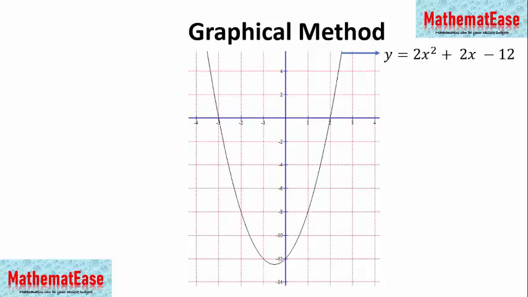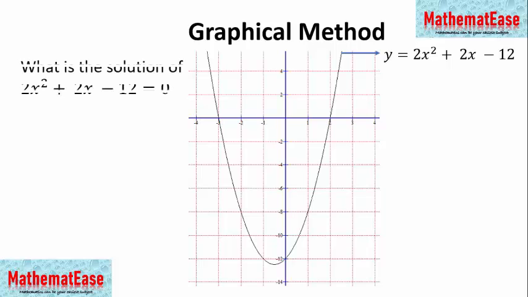Now, this is the graph of the equation, and the equation is y is equal to 2x squared plus 2x minus 12. Here is the question. What is the solution of 2x squared plus 2x minus 12 is equal to 0 using the graph?